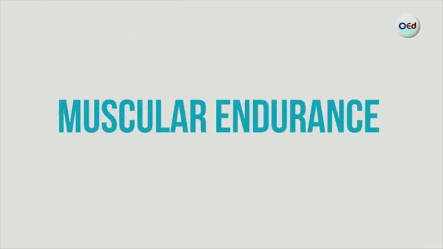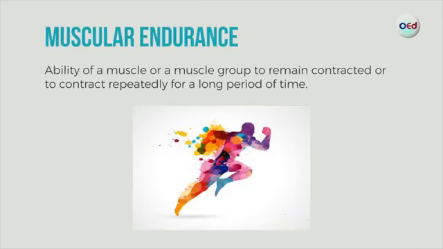Let's now proceed to the second health-related fitness component, which is muscular endurance. Muscular endurance is the ability of a muscle or a muscle group to remain contracted or to contract repeatedly for a long period of time. It is the measure of how long you can sustain a muscle contraction, like for example, jumping repeatedly, carrying things to and from one place to the other, or even activities like weight training, running marathons, and playing football.